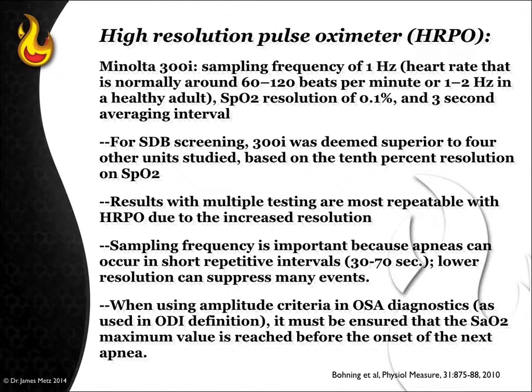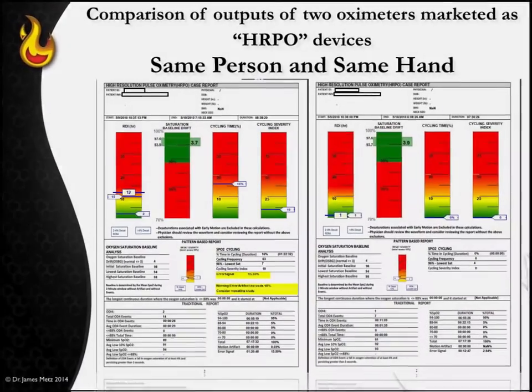And when the amplitude, the criteria of obstructive sleep apnea, it must ensure that the SpO2 maximum is reached before the onset of the next apnea. This all gets into definitions. In other words, you have to have an apnea, you have to have a 4% desaturation in the SpO2, and that must occur before the next apnea. So let's look at what that means.